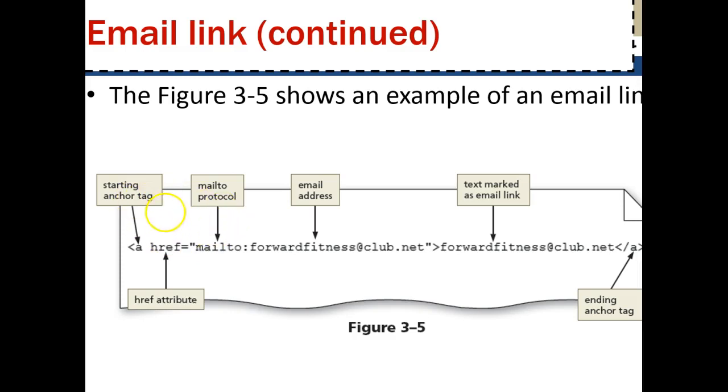Let's look at this example here. We have the starting anchor tag, we have the href attribute, equals, in quotation marks, mailto, and then you put the email address that you want it to be mailed to. And this is the text mark that when we click on forwardfitness@club.net, it will actually email to this address. An email box might open up when you click on that, and the email recipient address will be in the To box.